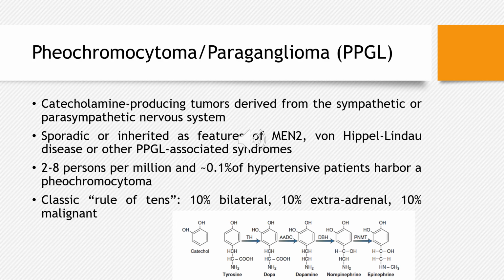Nevertheless, it is important to suspect, confirm, localize, and resect these tumors because, first, the associated hypertension is curable with surgical removal of the tumor. Second, a risk of lethal paroxysm exists. Third, at least 10% of the tumors are malignant. And fourth, 40% of these tumors are familial, and their detection in the proband may result in early diagnosis in other family members. Remember the classic rule of tens. These tumors are 10% bilateral, 10% extraadrenal, and 10% malignant.